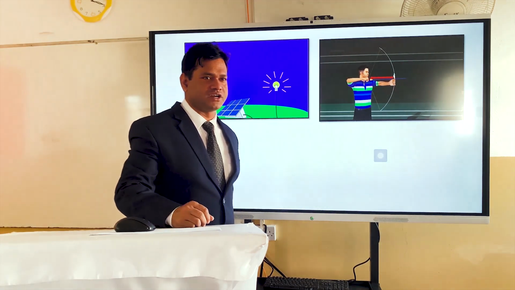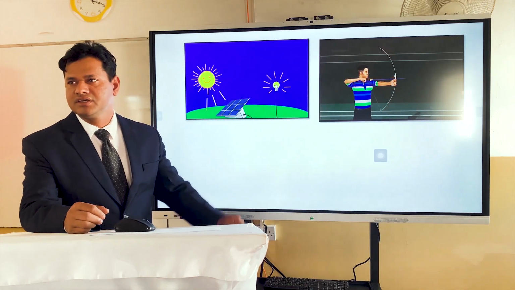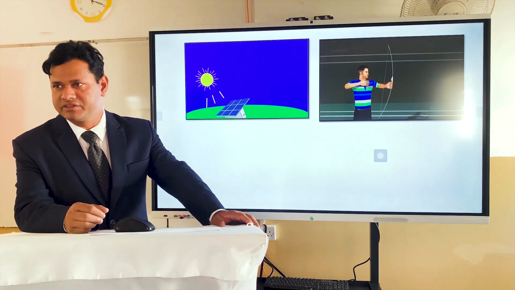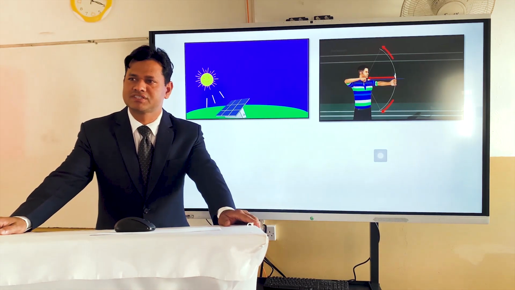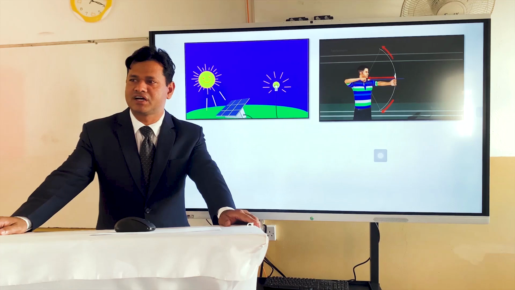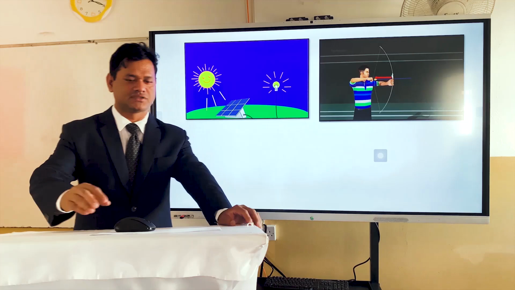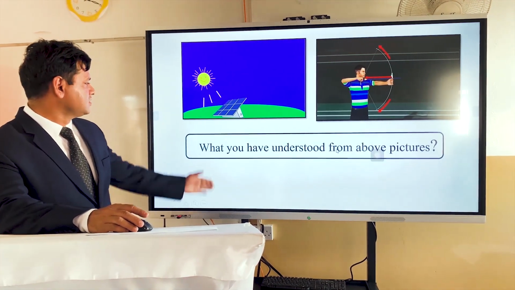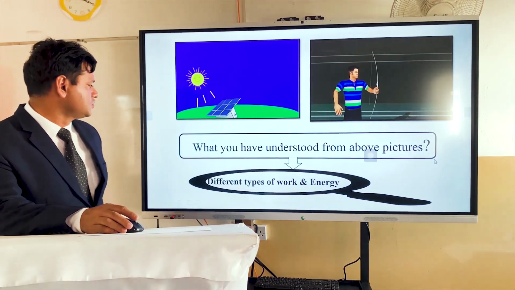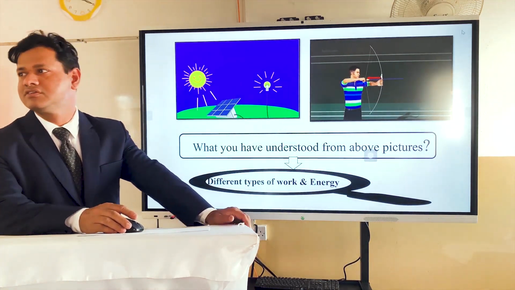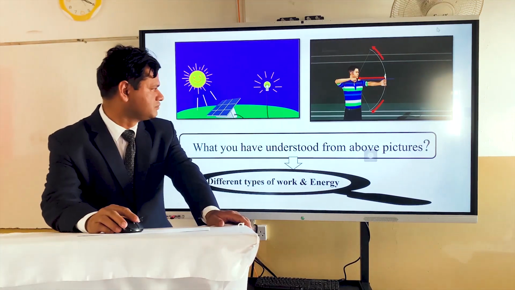And this is also another picture. I hope you can see what is going on here. A person is releasing an arrow by using a bow, okay? That means he is also using energy here. So, after these four pictures, we can say today our topic must be which one? Energy. Energy and work. Okay? So, from the above pictures, you can understand there are different types of work and energy. So, are you okay? Yes, sir. Okay, thank you.